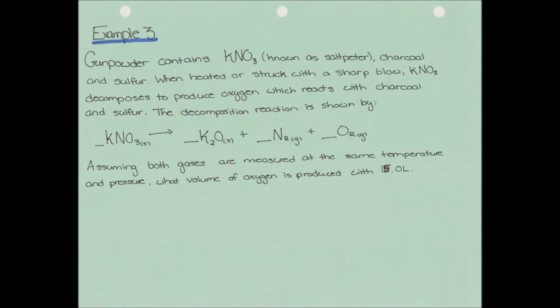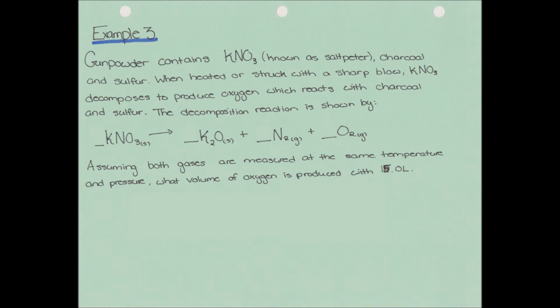Example 3. Gunpowder contains KNO3, known as saltpeter, charcoal, and sulfur. When heated or struck with a sharp blow, KNO3 decomposes to produce oxygen, which reacts with charcoal and sulfur. The decomposition reaction is shown by KNO3 solid, which is broken down into K2O solid plus N2 gas plus O2 gas. Assuming both gases are measured at the same temperature and pressure, what volume of oxygen is produced with 15.0 liters of nitrogen?